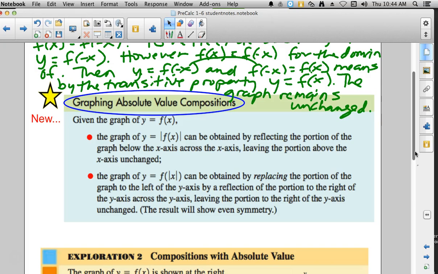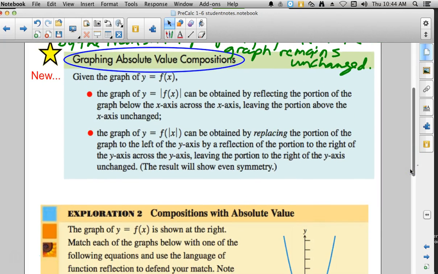Now the next one looks a lot like that, but it's not, because notice where the absolute value bars have changed. This one says the graph of y equals f of the absolute value of just x, not the entire function, just the x's. This one can be obtained by replacing the portion of the graph to the left of the y-axis by a reflection of the portion to the right of the y-axis. So with this one, when it's just the x that's being reflected, you take the stuff that's on the right and replace the portion on the left by flipping it over across the y-axis. So it's very cool. We'll see it in a minute and it'll make more sense.